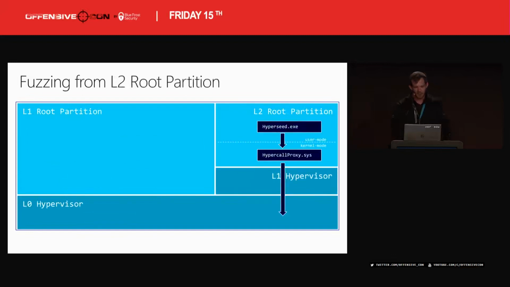All right. And so fuzzing from nested. As I mentioned, we use this a lot for our development stage. The way nested virtualization works is when you issue a hypercall from that L2 root, it's actually going to get sent to the L0 hypervisor first.